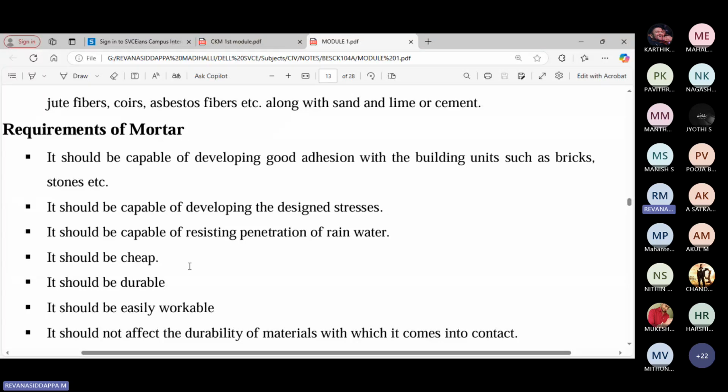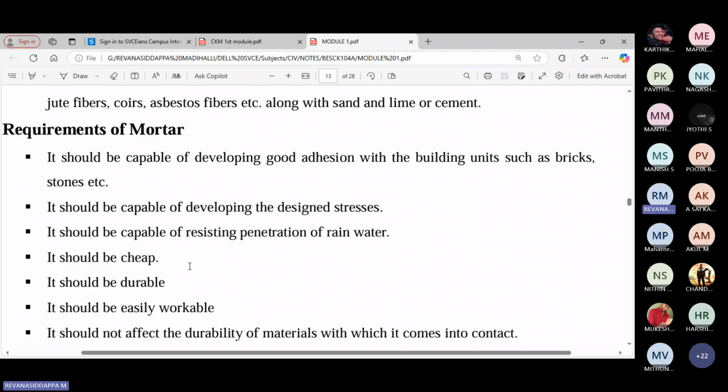This cement mortar plays a vital role in the construction of the masonry wall. If this mortar fails to bind the bricks properly, then even if the bricks you are using are strong, the masonry wall will fail.